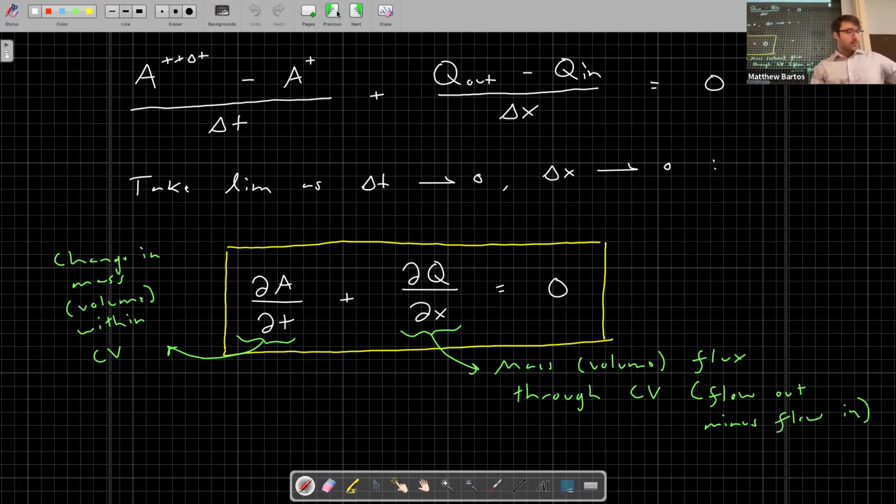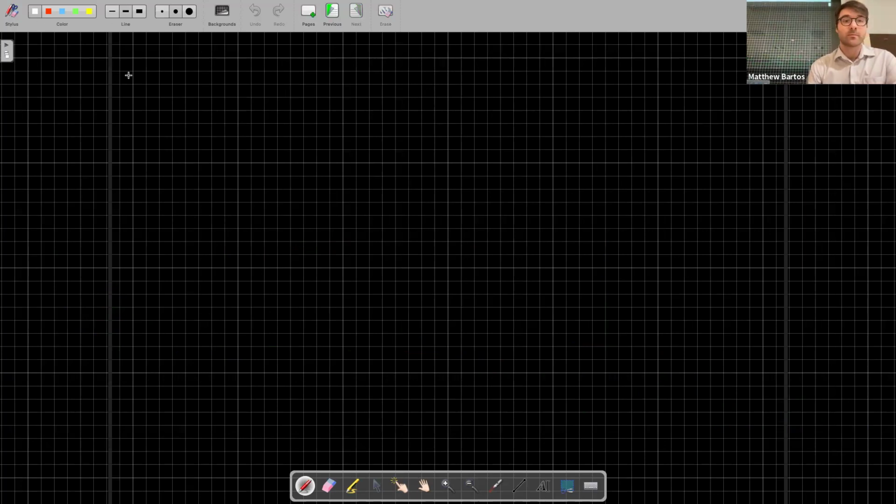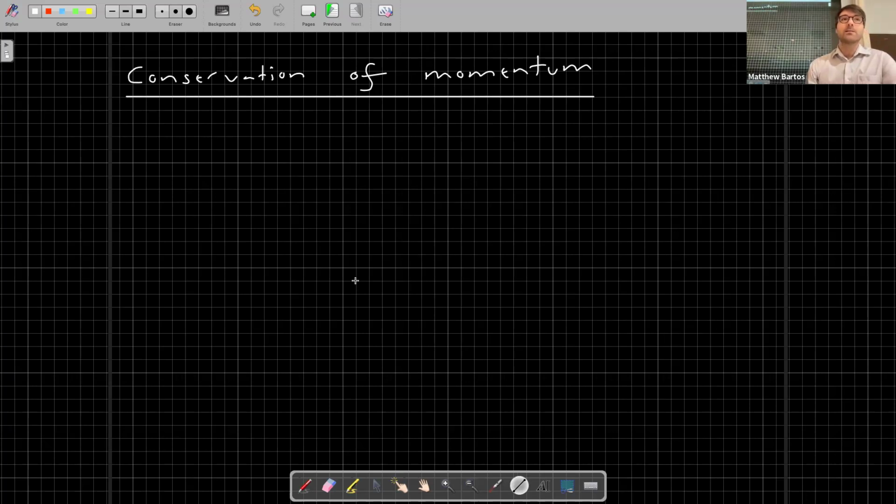All right, so next let's move to conservation of momentum. So this is going to be a bit trickier. I'm talking about conservation of linear momentum in particular here. What this basically boils down to is we're going to apply Newton's second law to a control volume of fluid.